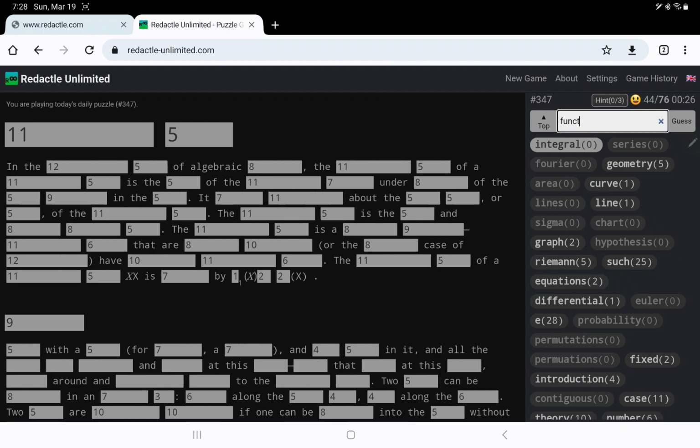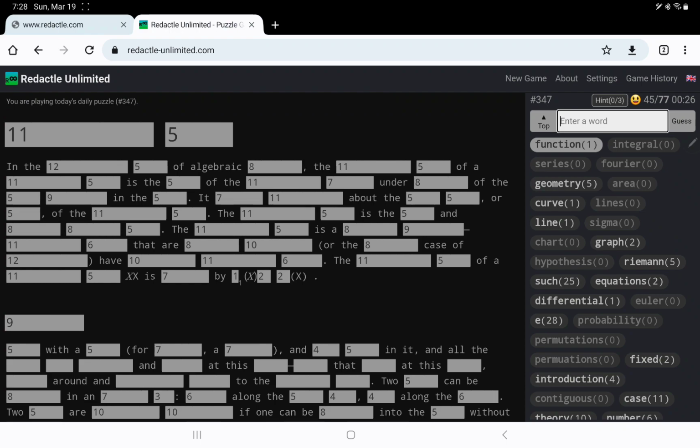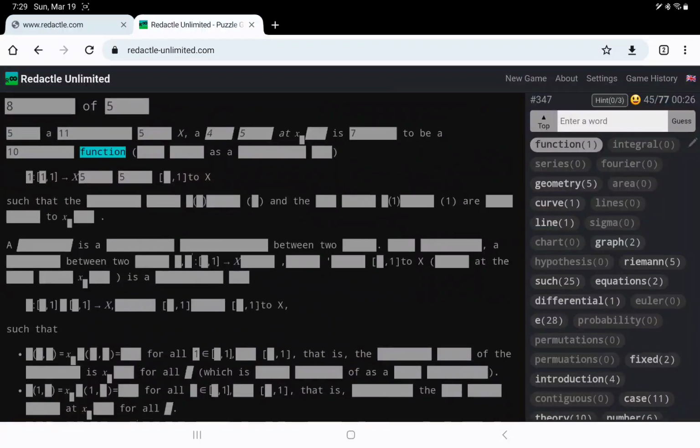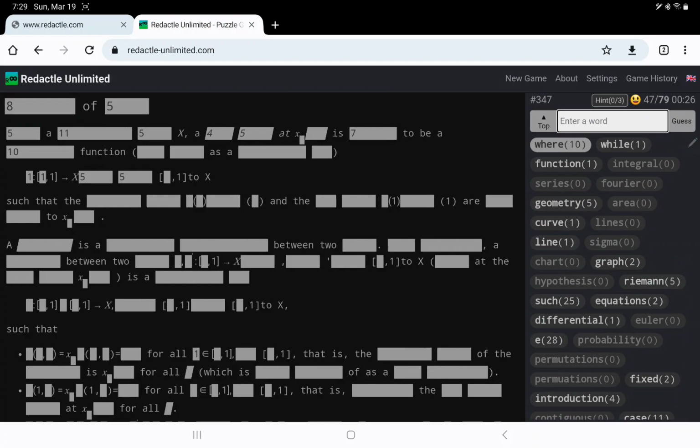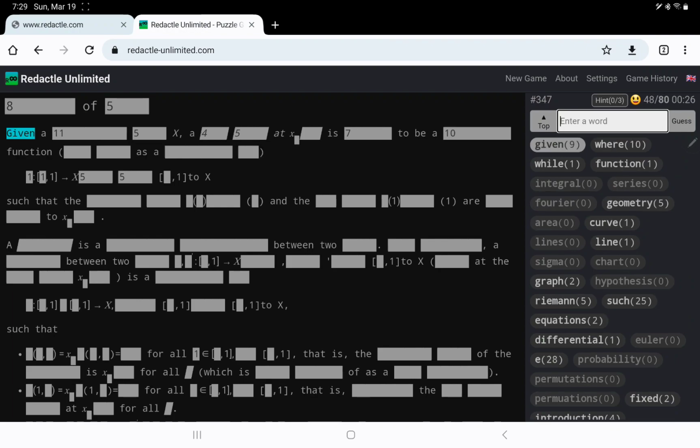All right, well, a wonderful little bird has whispered in my ear the word function, and we do have one function. Something, I suppose that's while or where. No, something a 11.5x. Oh, given. Isn't that the way they usually start things? Given a 11.5x, a 4.5 at.